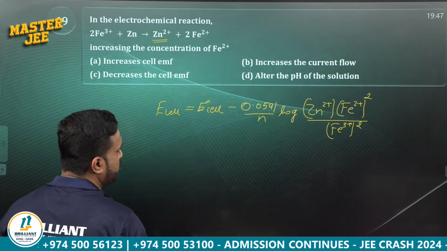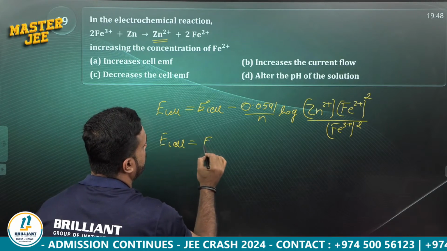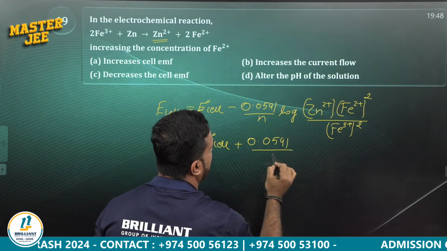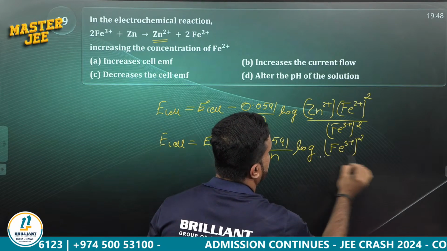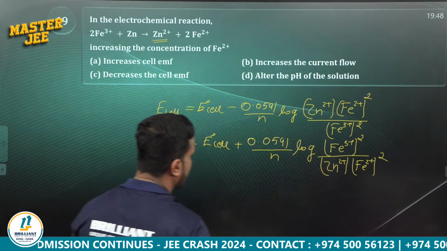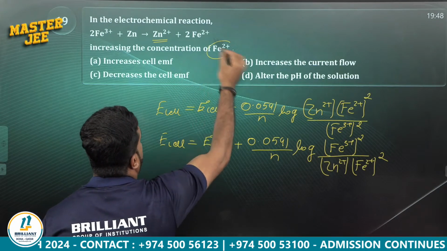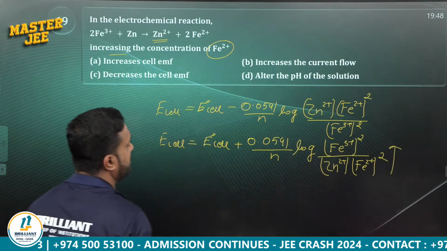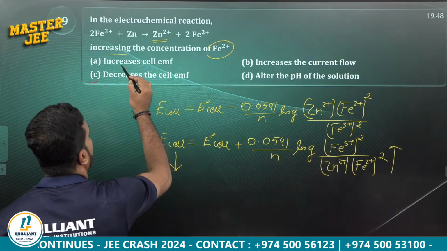For entrance exams we usually use this equation in inverse form, by changing the sign. So we can write E cell is equal to E naught cell plus 0.0591 divided by n log, with Fe3+ concentration raised to 2 in the numerator, divided by Zn2+ concentration into Fe2+ concentration raised to 2. Now, they are asking about Fe2+. Fe2+ concentration is inversely proportional here. When Fe2+ concentration increases, the E cell value decreases. So it decreases the cell EMF.